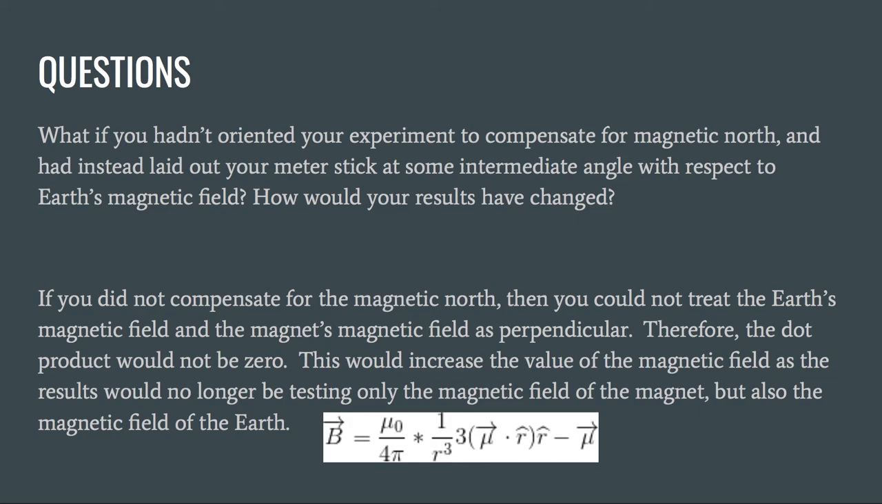If we had not oriented the experiment to compensate for the magnetic north and instead laid out the meter stick at some intermediate angle with respect to the Earth's magnetic field, how would the results have changed? In this case, the magnetic field of the Earth and the magnetic field of the magnet would not be perpendicular, so the dot product wouldn't be 0, as shown in this equation. This would increase the value of the magnetic field, as the results would no longer be testing only the magnetic field of the magnet, but also the magnetic field of the Earth. So we would be using the superposition principle.